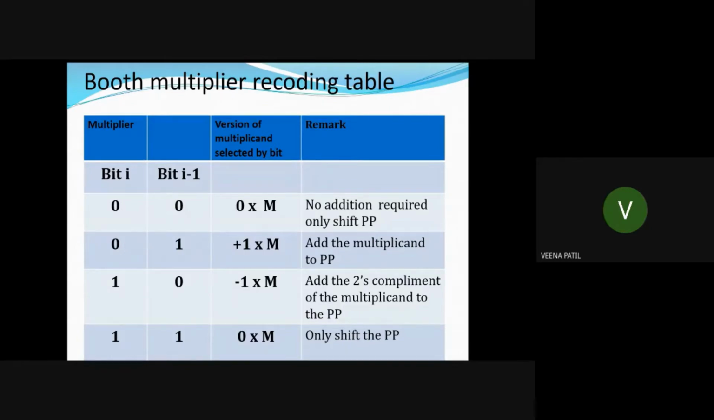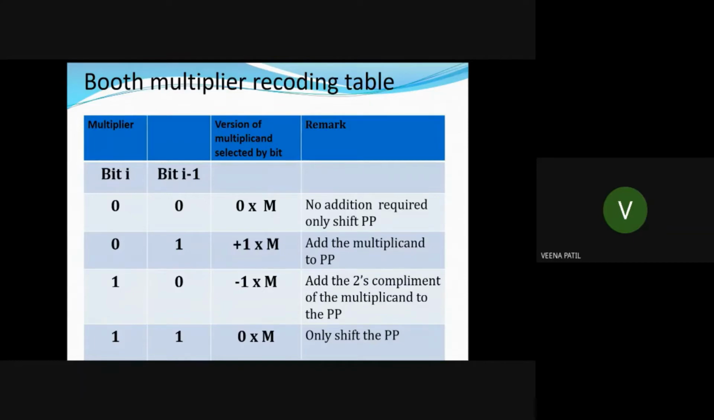Are you people listening? Yes, ma'am. Please plot this table in your notebook. You only just try to remember. First column is bit i, second one is bit i minus 1, the third one is version of multiplicand selected by bit, and the last one is remark.